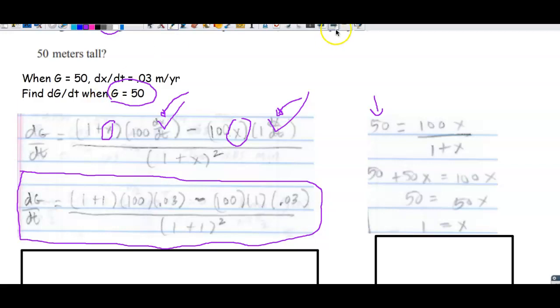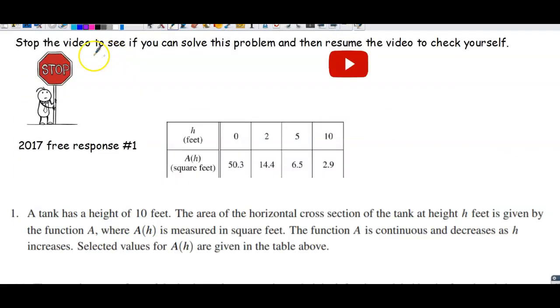Let's look at one more question, one more related rate question. And if you're in my class, we're going to do some practice problems in class now that you've had a chance to review this through the video. Once again, I would encourage you to stop the video to see if you can solve the problem, and then resume the video to check yourself.